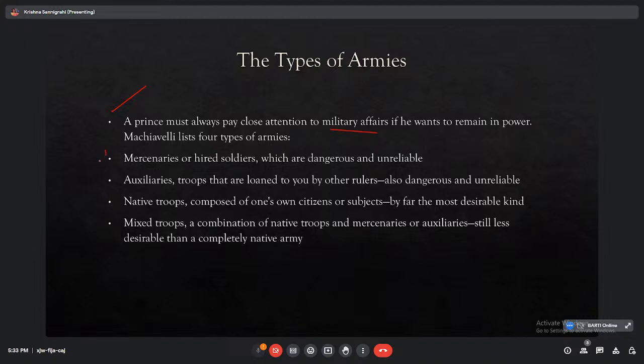One, the mercenaries or hired soldiers, which are dangerous and unreliable. Number two, auxiliaries, troops that are loaned to you by other rulers, also dangerous and unreliable. Number three, native troops composed of one's own citizens or subjects, by far the most desirable kind. Then mixed troops, that is a combination of native troops and mercenaries or auxiliaries, still less desirable than a completely native army.